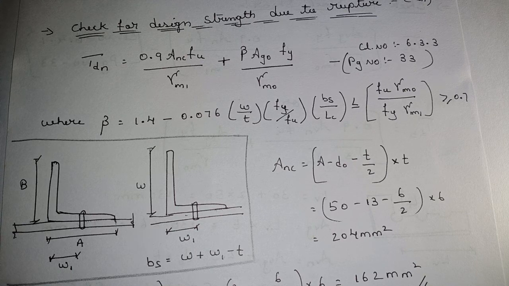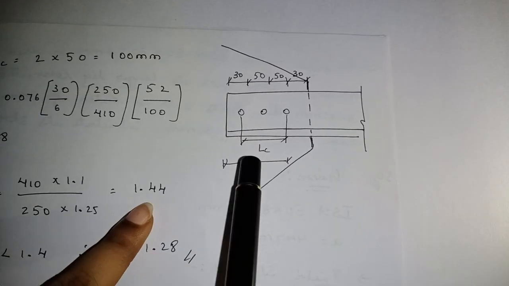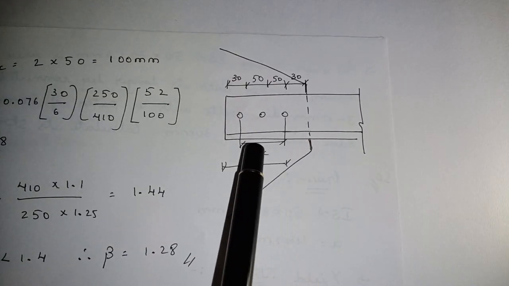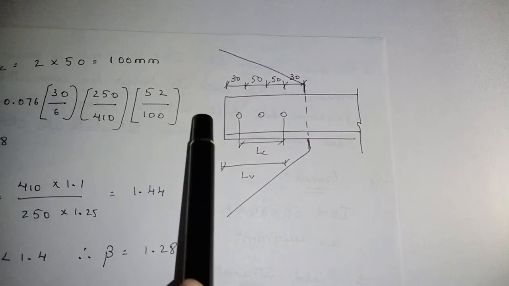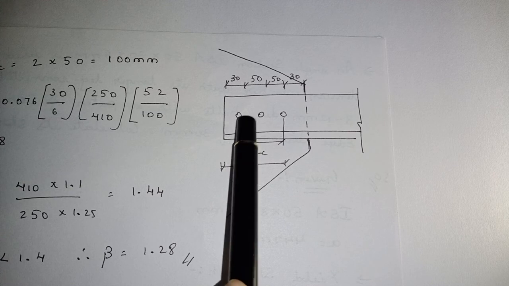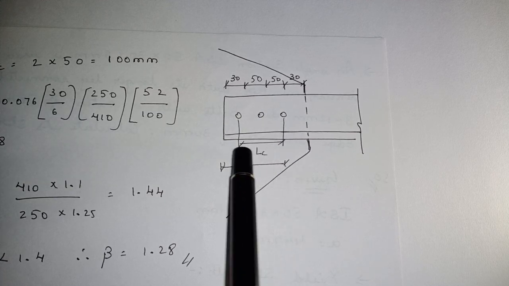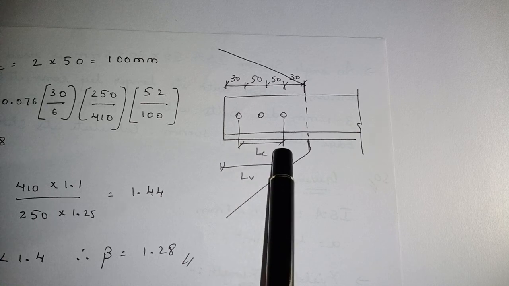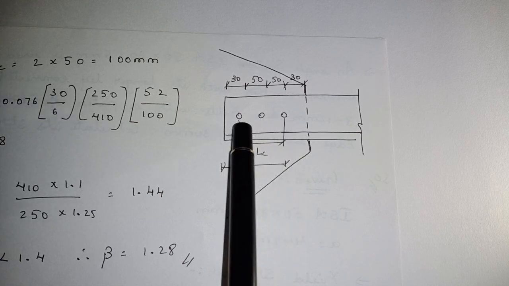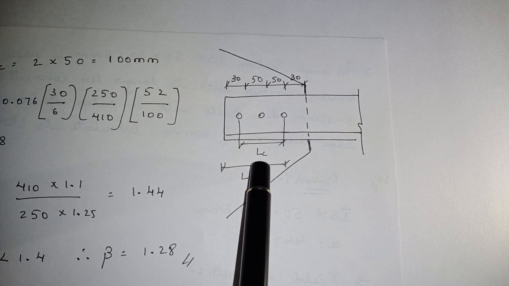LC is nothing but the length of the end connection, that is the distance between the outstanding bolts in the end joint member along the load direction, or the length of the weld along the load direction. See here, you have three number of bolts. Along the load applied, from the first bolt to the last bolt, that is LC. Got it? So we have three number of bolts. From the first bolt to the last bolt distance, we will take it as LC.